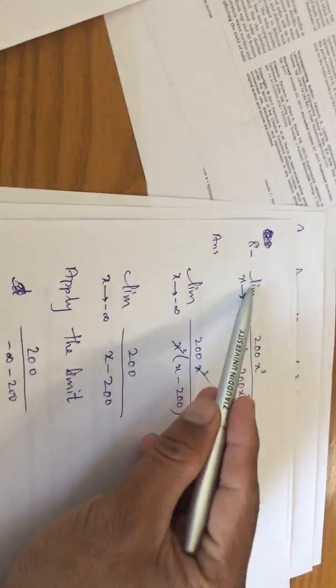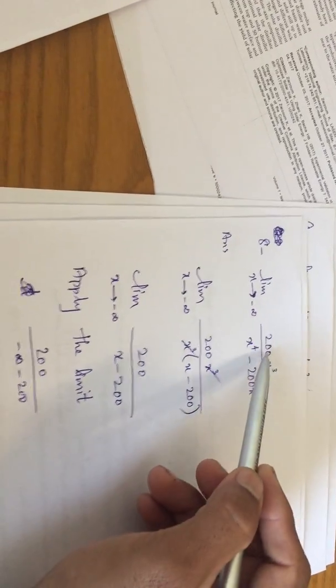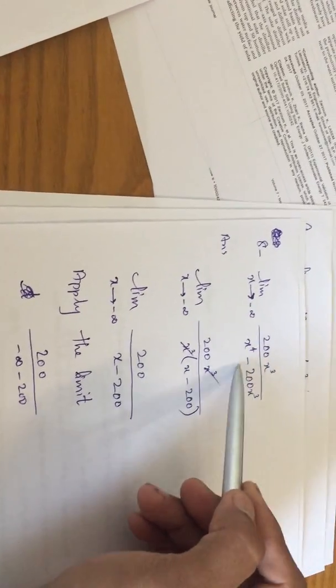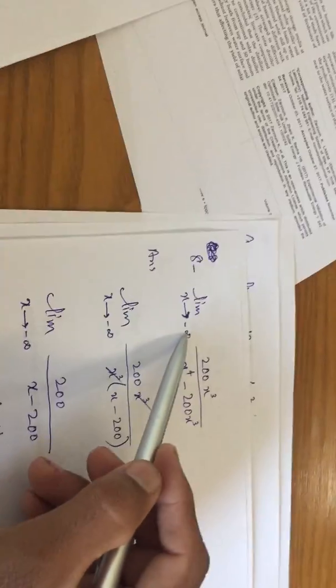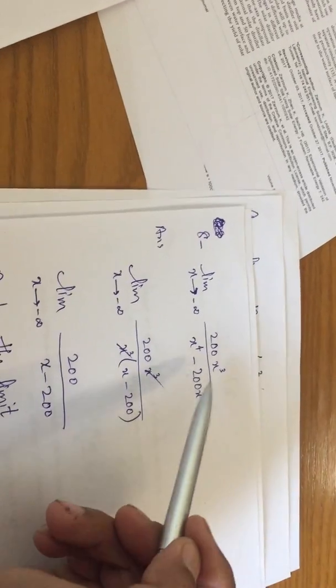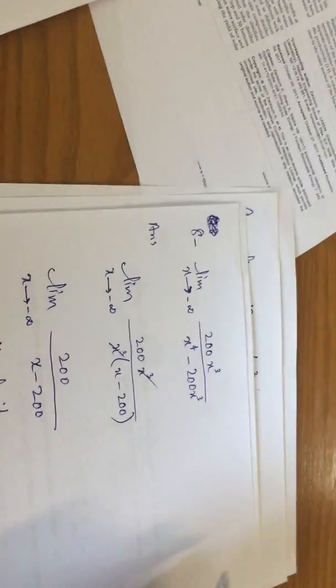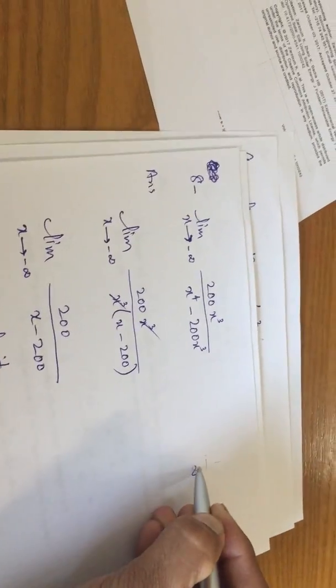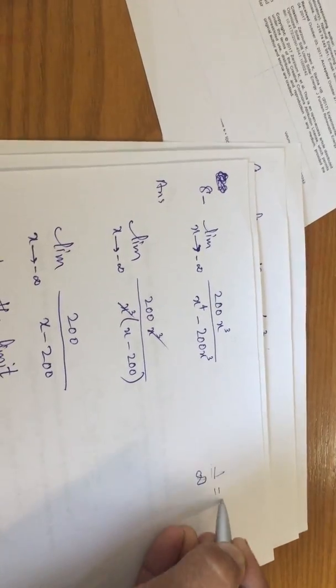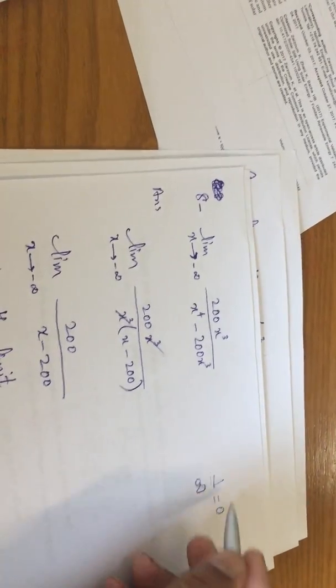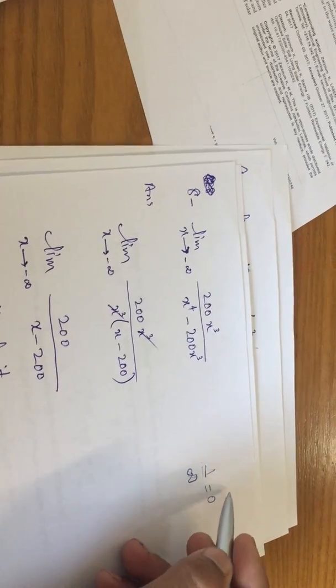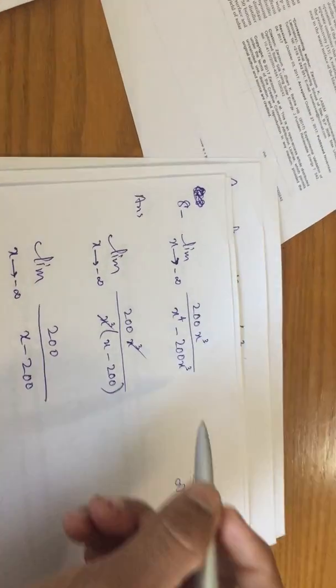The 8th part. Limit x approaches minus infinity, 200 x cube over x to the power 4 minus 200 x cube. When you see x approaches infinity, this kind of problem, we work from the numerator side, not from the denominator side. We know 1 over infinity is 0, right? So we can take this opportunity, 1 over infinity is 0.